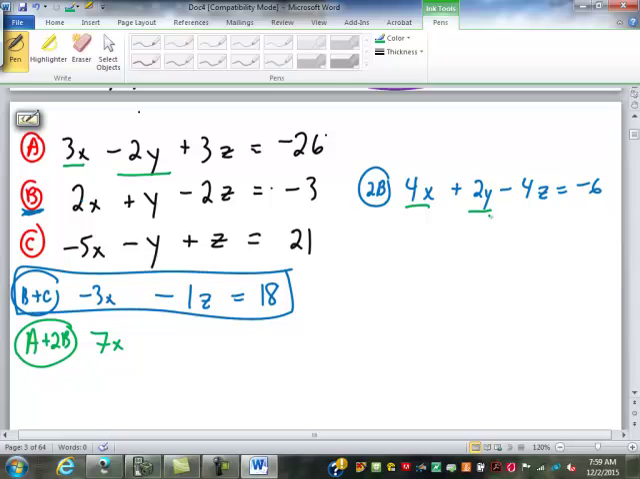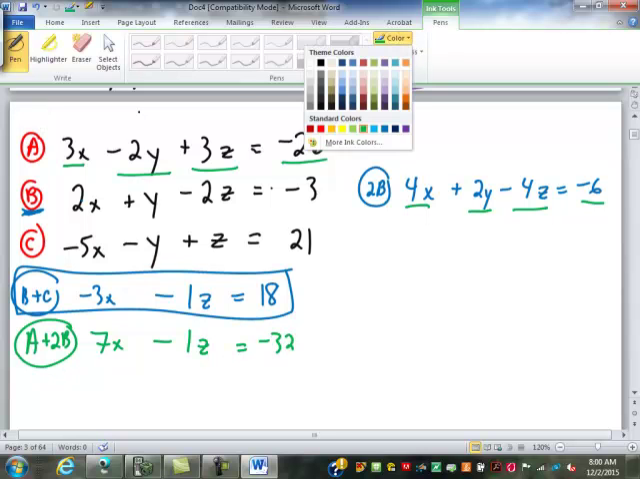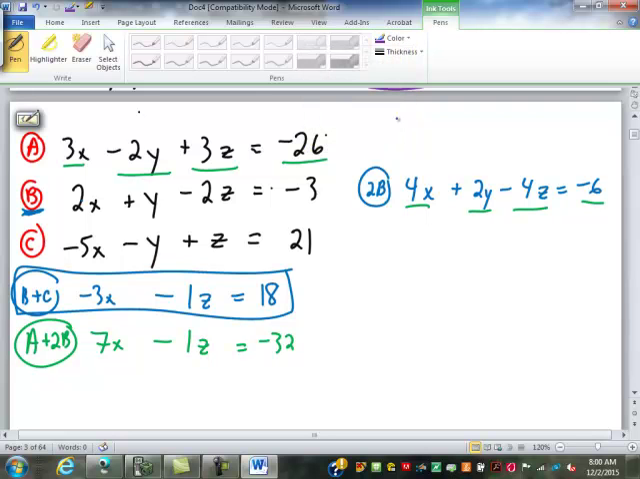Negative 2y plus positive 2y cancels out. 3z plus negative 4z makes negative 1z. Negative 26 plus negative 6 is negative 32. Now I have 2 equations, 2 variables, just like I did before with the substitution. And now I have to get rid of one of those variables.